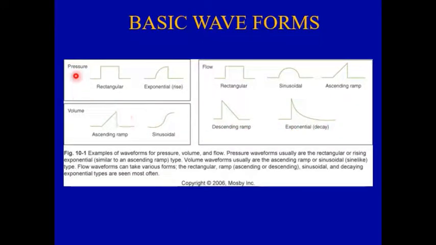Now coming to the pressure time waveform. In the case of the pressure time waveform, this is rectangular, which is nothing but constant pressure. Pressure is not rising above a certain limit point. So this is seen during pressure control ventilation. And here there is an exponential rise in pressure, which is seen during volume control ventilation.